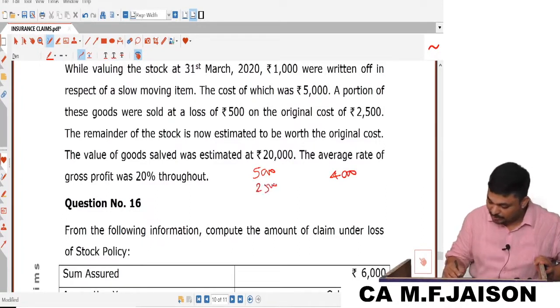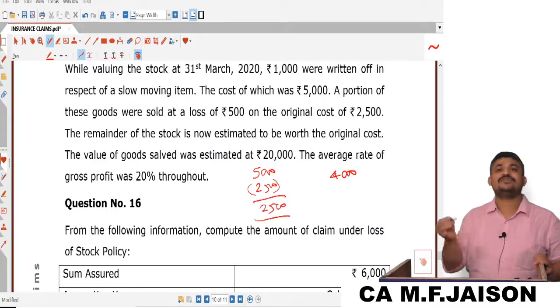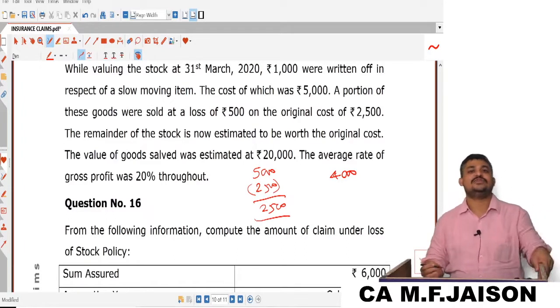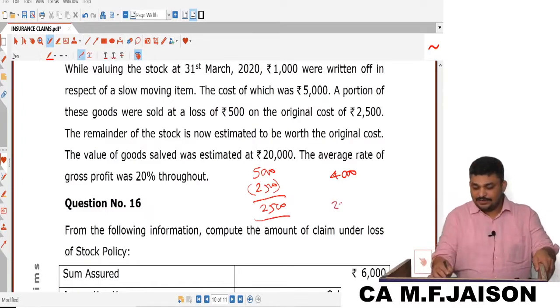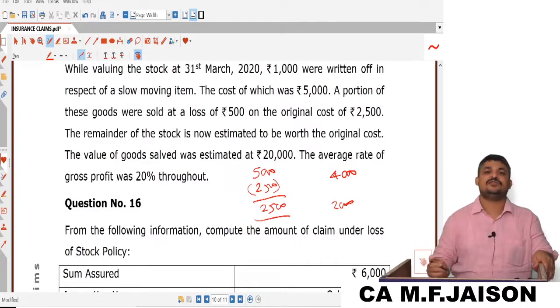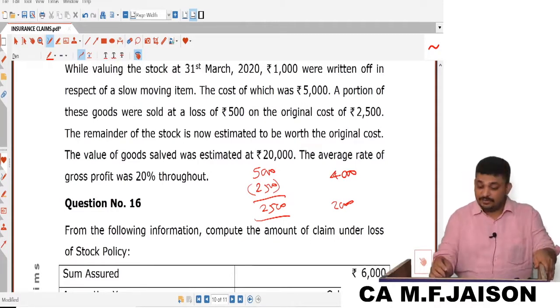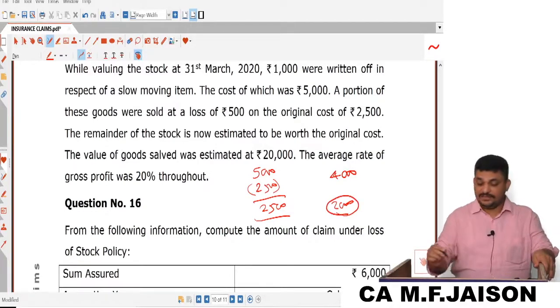Goods costing 2,500 were sold. So the remaining cost is 2,500. 5,000 to 4,000, so 2,500 how much? It should be 2,000, half the amount. You should not use the calculator here: 5,000 to 4,000, 2,500 how much? 2,000 rupees should be the reduced value. And this is what I should take as closing stock.